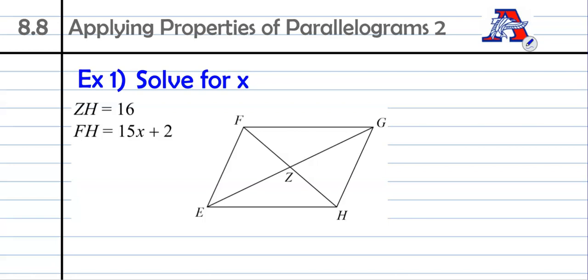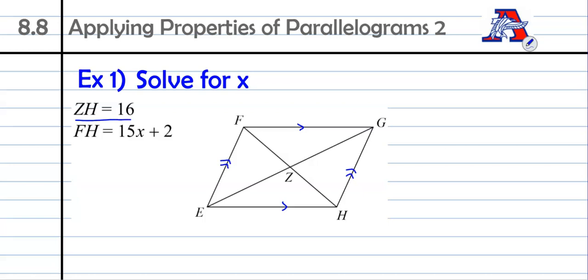This one says solve for x. They gave us a diagram. Again, it doesn't show us that it's a parallelogram, so I'm going to add some parallel markings to it so that it is. Make sure that you are adding the names of the vertices, so F, G, H, and E to each of those corners.